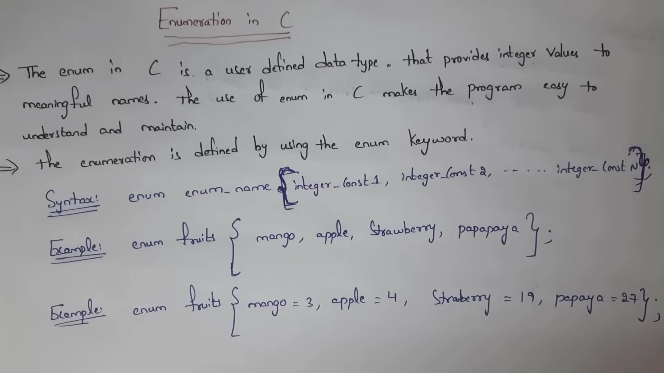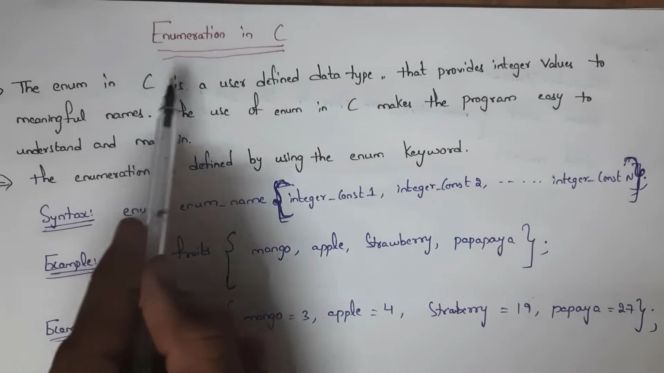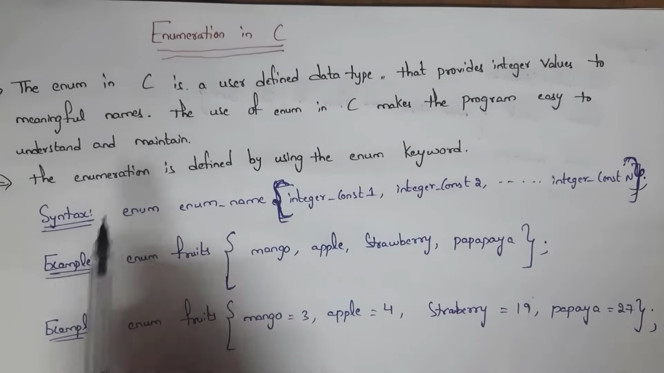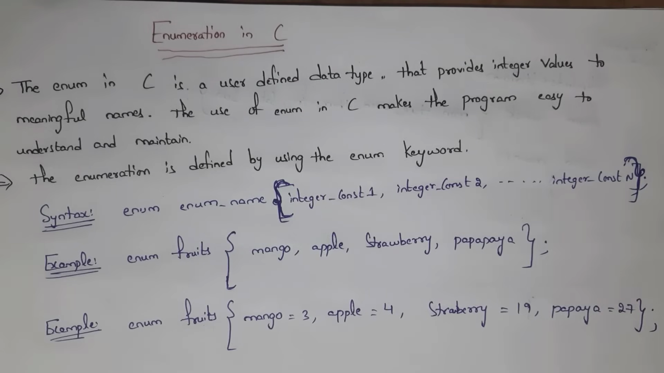Next topic is enumeration data type in C. The enumeration in C is a user defined data type that provides integer values to meaningful names. That means whatever names we give by using the enumeration data type, it will convert these names into integer values. By using enumeration data type, it is easy to maintain the program as well as easy to understand.